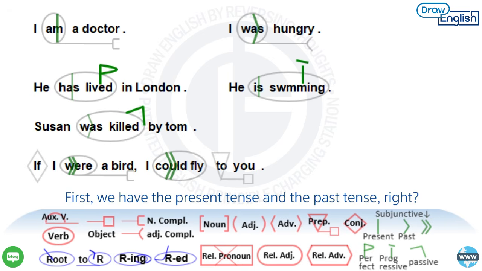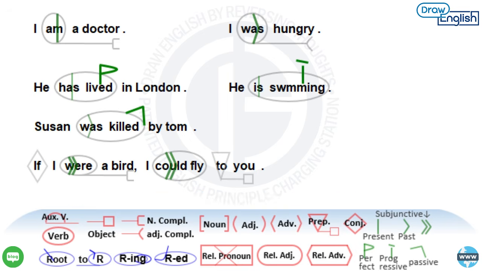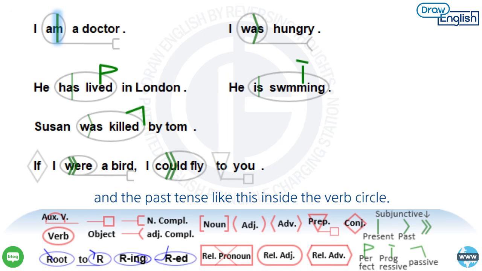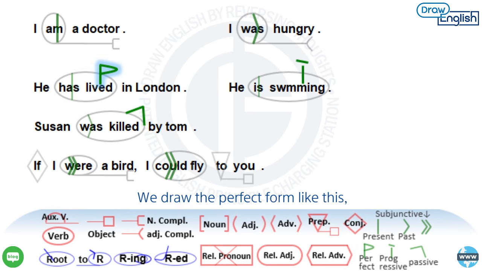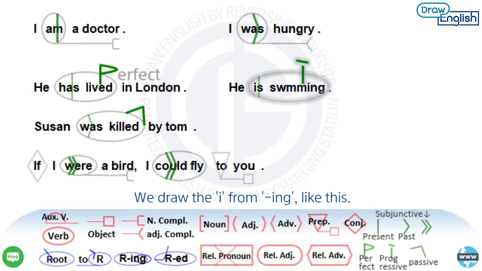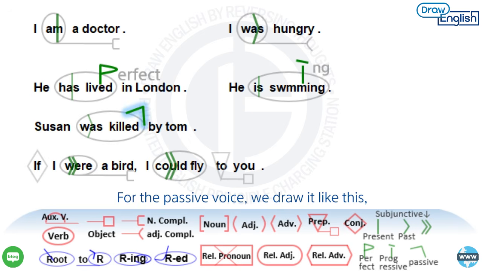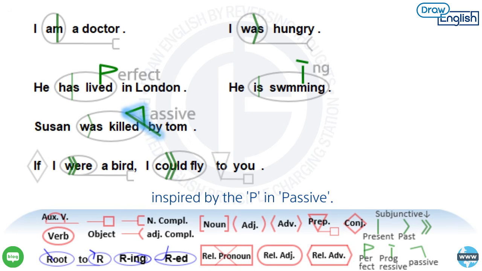First, we have the present tense and the past tense, right? We draw the present tense like this and the past tense like this inside the verb circle. And there's the perfect form with have plus past participle, right? We draw the perfect form like this, taking inspiration from the P in perfect. For the progressive form, we draw the I from ing like this. For the passive voice, we draw it like this, inspired by the P in passive.